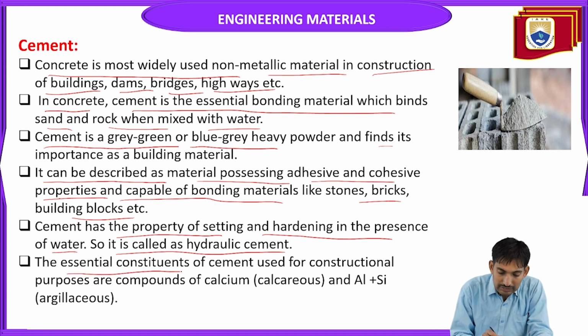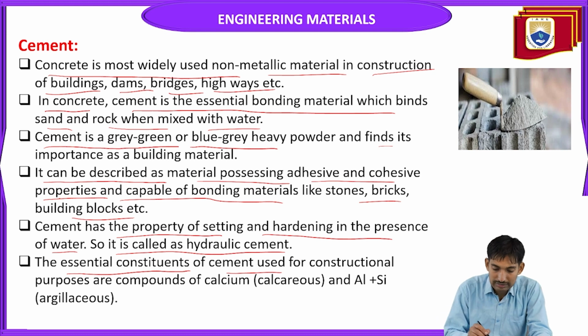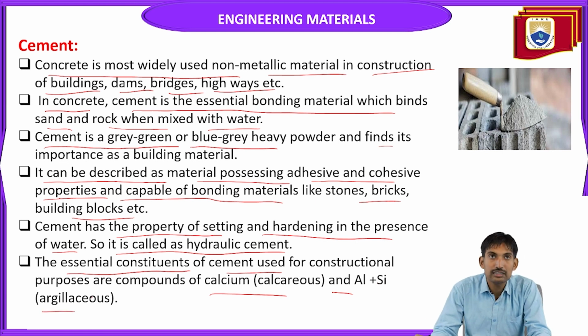The essential constituents of cement used for constructional purposes are compounds of calcium, or calcareous, and aluminium plus silicon, or argillaceous. Okay, these are the main compounds in a cement.